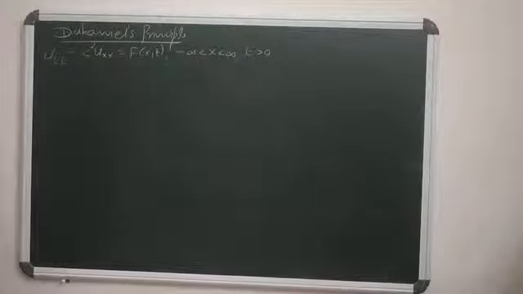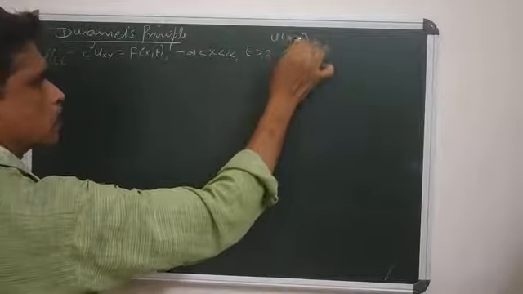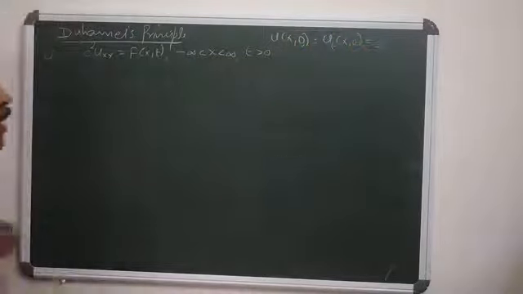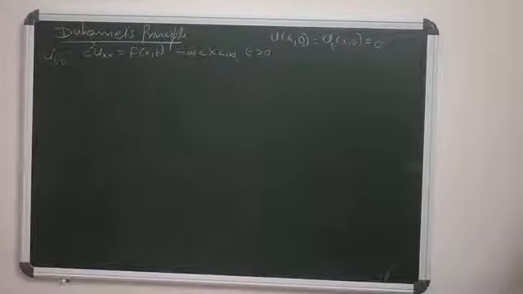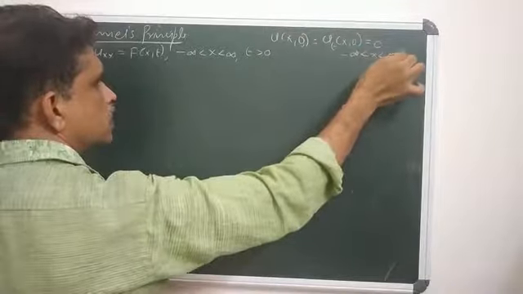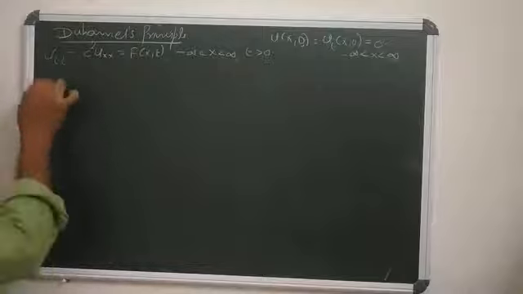Now, with the initial conditions u(x,0) equals u_t(x,0) equals 0, where x lies between minus infinity and plus infinity. So this is the initial condition. Consider the solution of this non-homogeneous wave equation. So consider the function v(x,t,lambda).